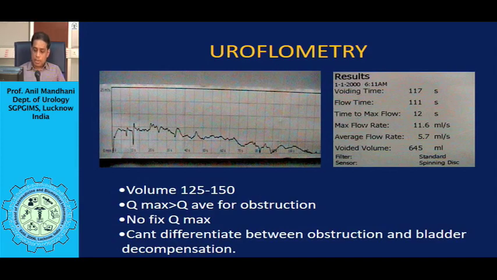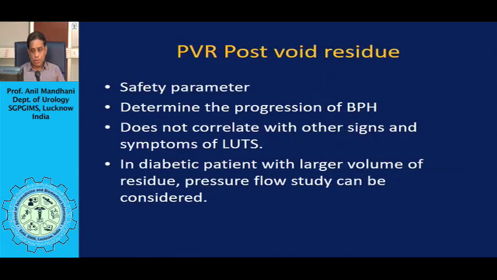The American Urological Association Symptom Index comprises basically 7 symptoms, each with a score of 0 to 5: frequency, how often you go to the loo; incomplete emptying; intermittency; reduction in flow, urgency; weak stream; hesitancy; and nocturia. So these are the 7 symptoms.